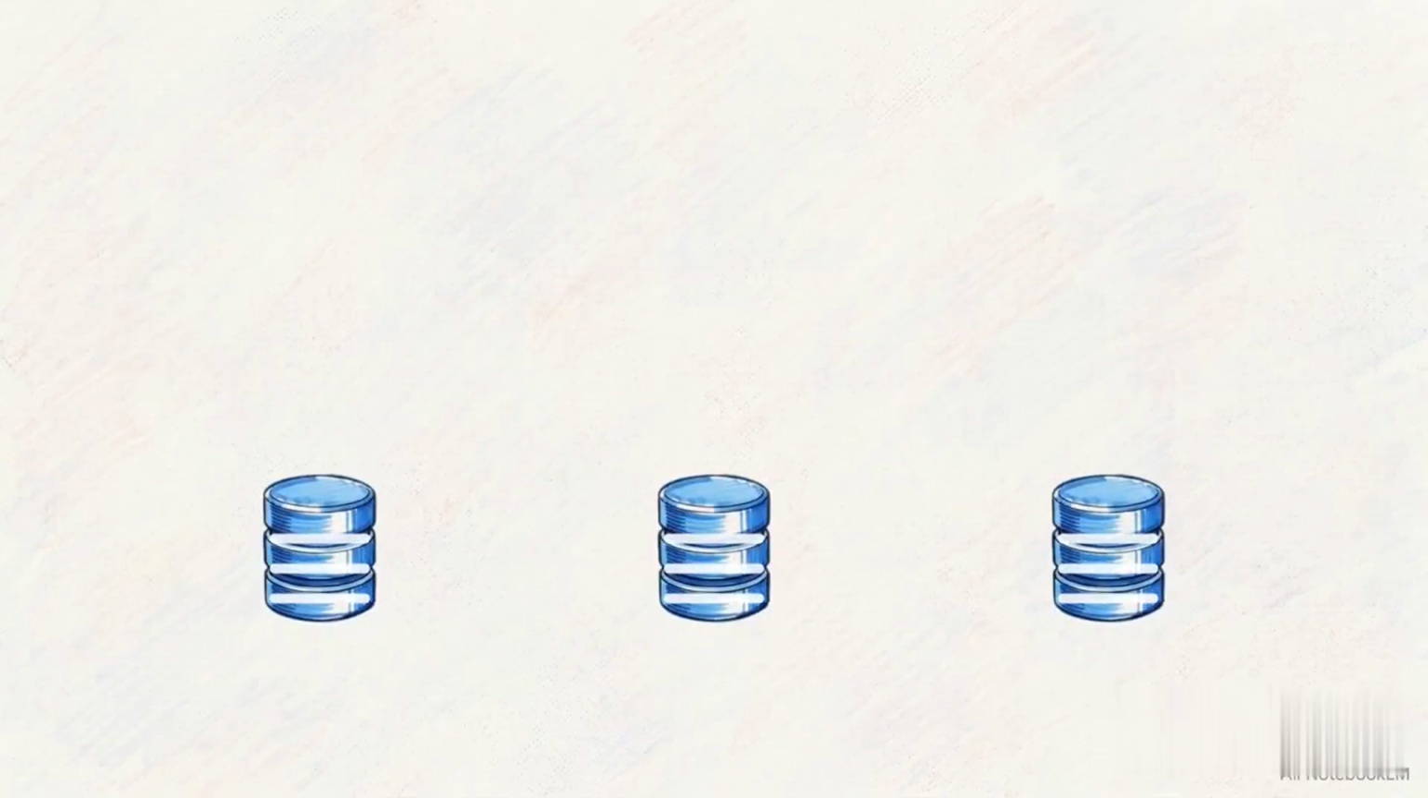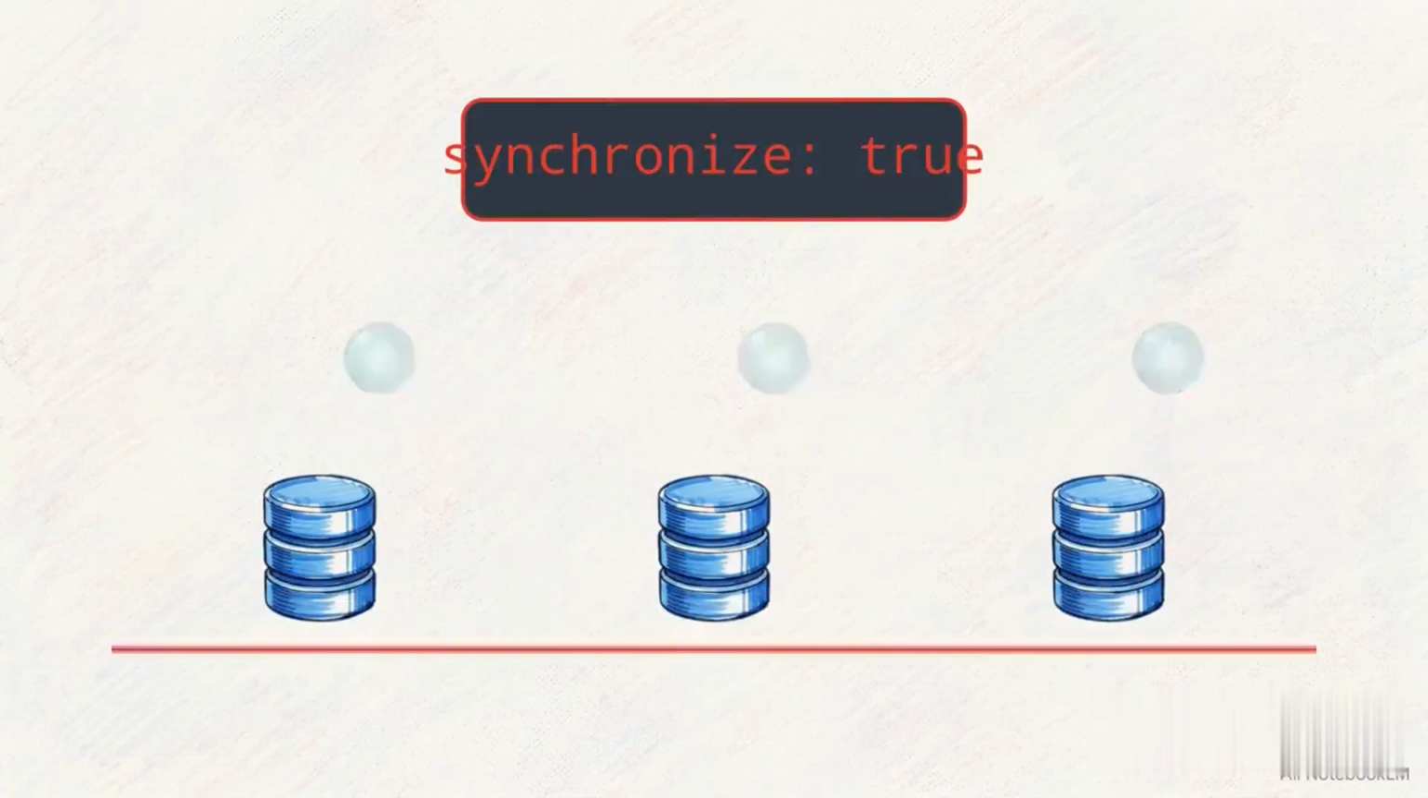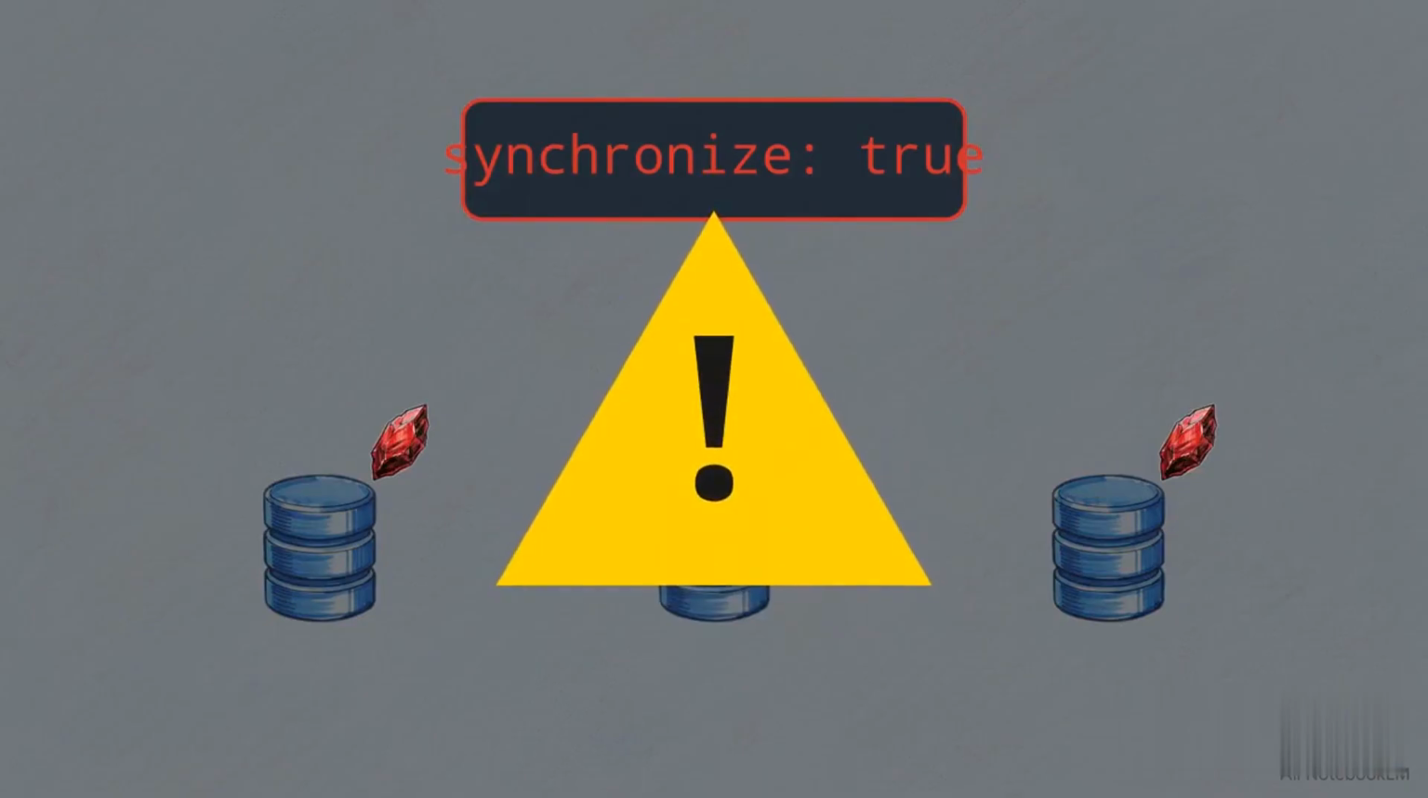There is a critical setting here called synchronize. While it is useful during development to automatically update your tables, you should never enable this in production, or you risk an accidental schema reset that could cause you to lose production data.